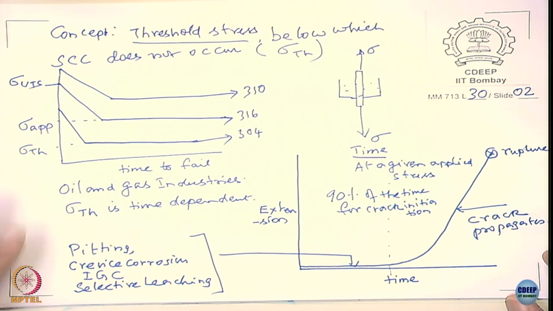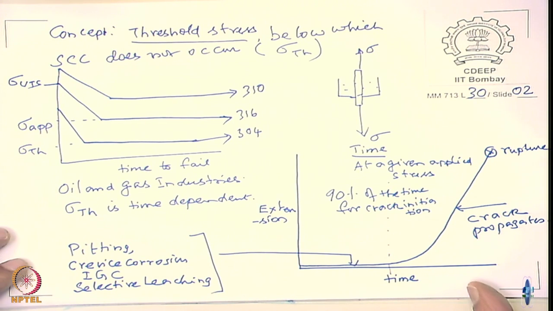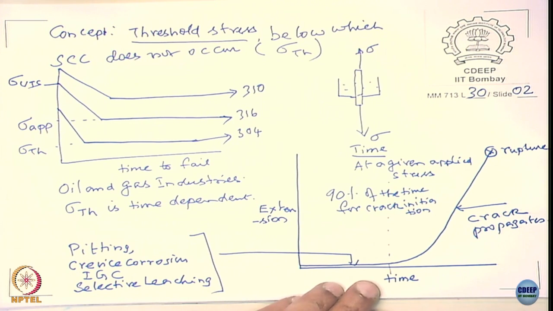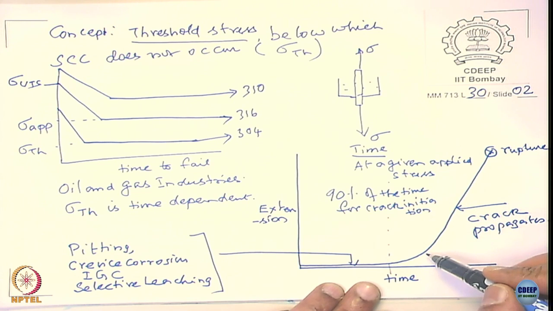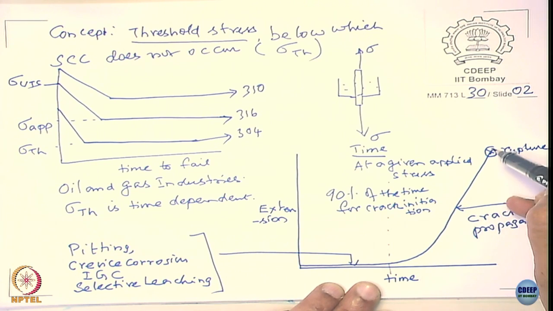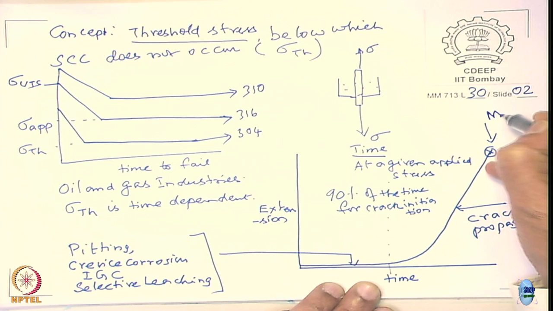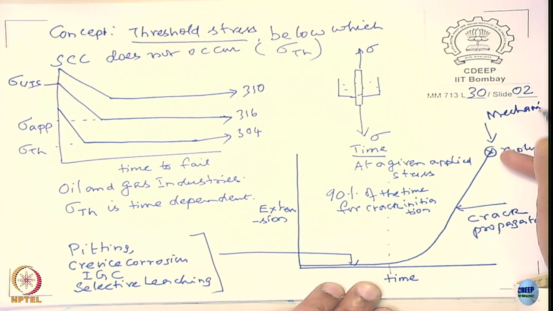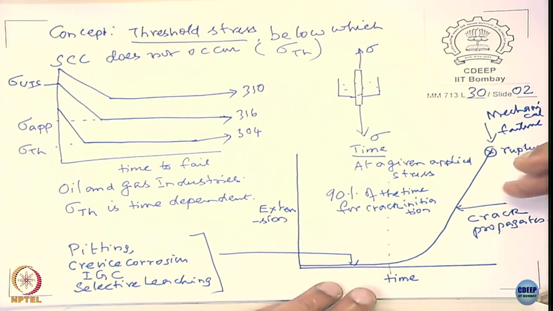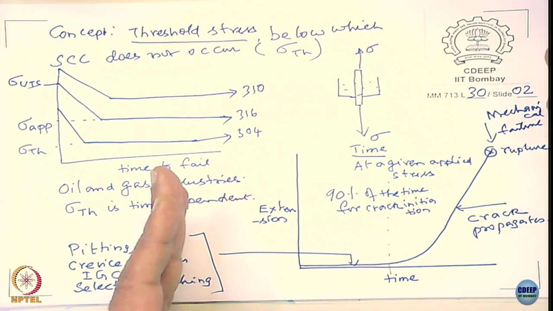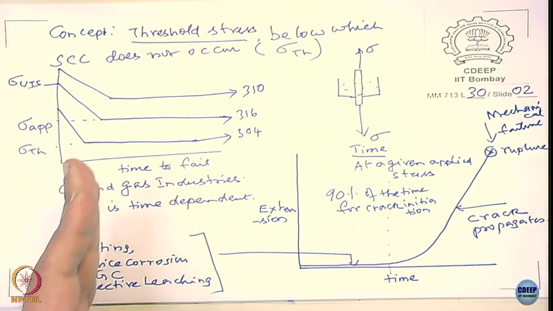So, this is a very important and a very interesting thing when you talk about materials development and materials design actually. The other thing that you would like to notice is that the crack initiates and grows and finally, it is a rupture, right. And this rupture is a mechanical failure. Failure of the remaining portion of the specimen or component, right.